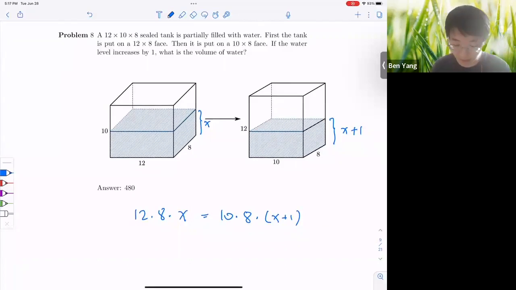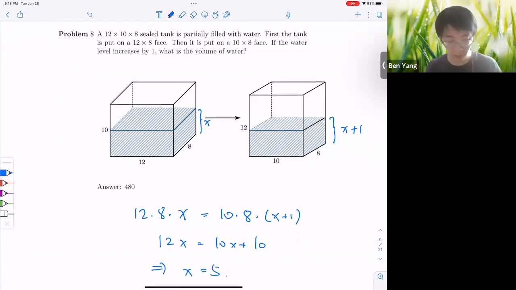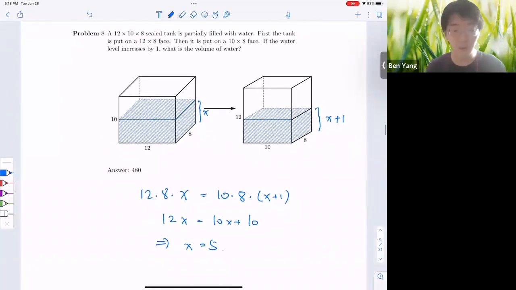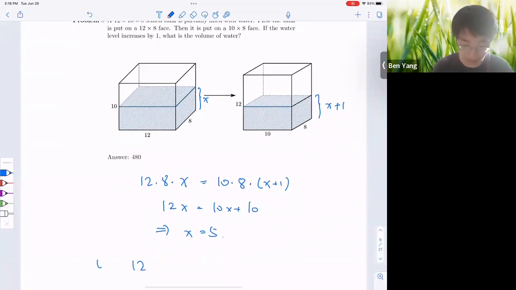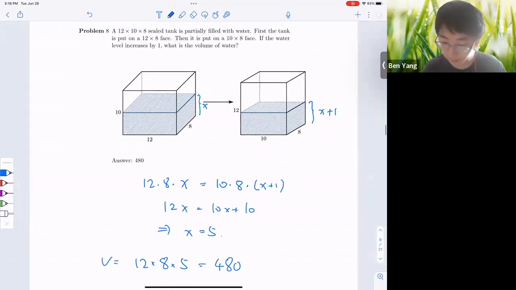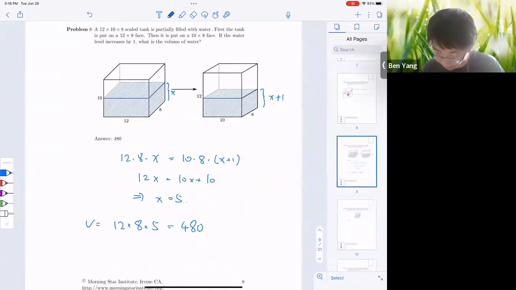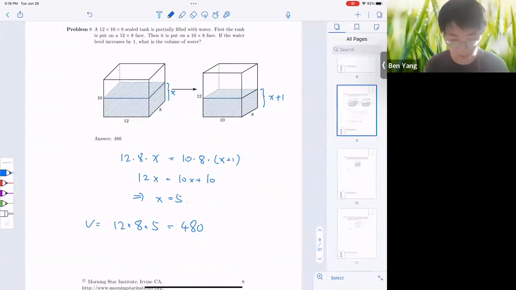Okay, we cancel out the 8. We have 12x, that equals 10x plus 10. So x is equal to 5. Okay, then we know the volume, right? Just 12 times 8 times 5, that's 480. Okay, let's move on.